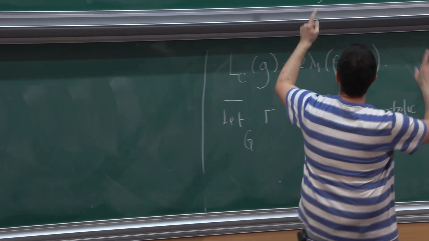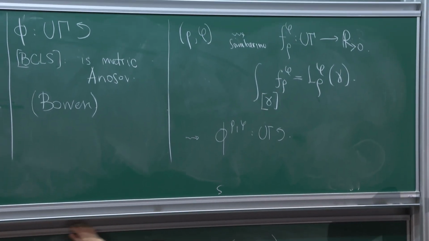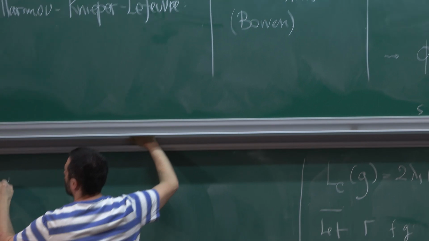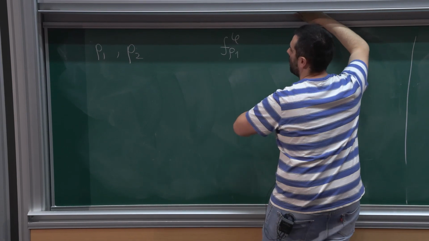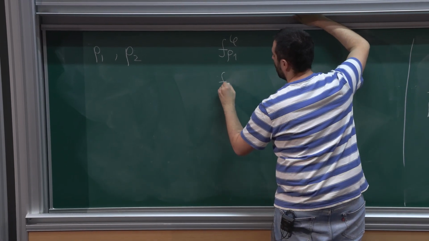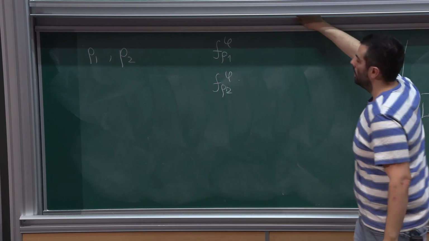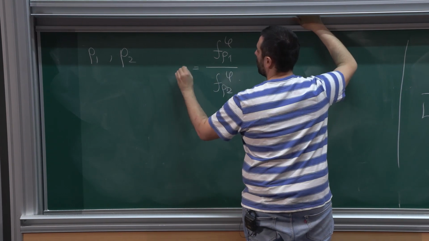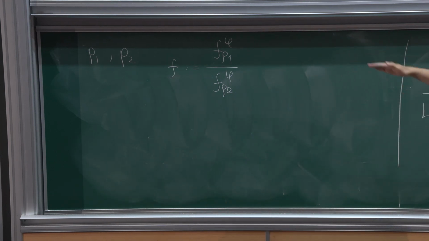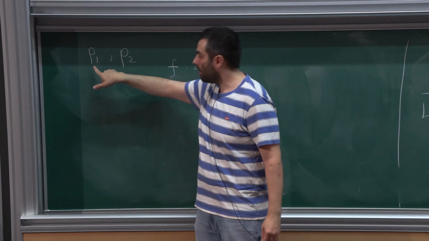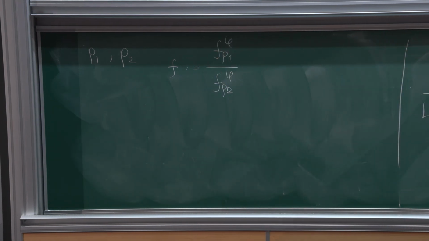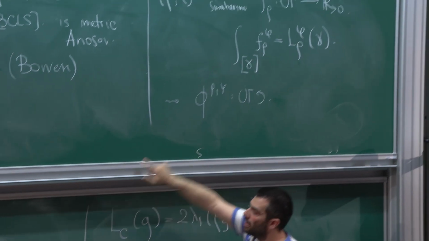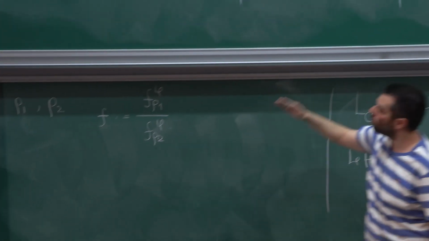So what do we do now? You pick two representations, rho 1 and rho 2. And this gives you two functions, which is the reparametrizing function for 1 and the reparametrizing function for 2. So I will take the quotient of these functions to be f. I can think of this function f as the reparametrizing function from the reparametrization associated to rho 1 to the one associated to rho 2. So I said that there is one flow coming with each representation, and this one reparametrizes from rho 1 to rho 2.